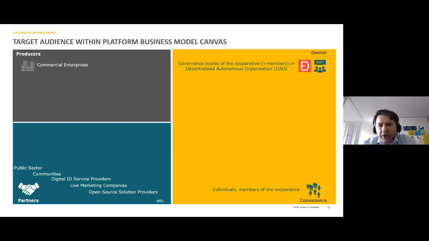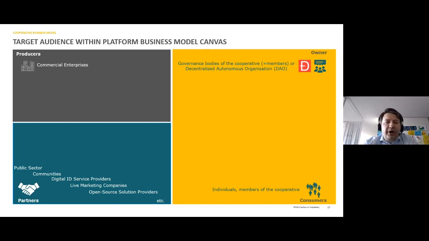And then we can go further with very advanced topics like decentralized autonomous organizations being executed on the blockchains, but I don't want to go deep into that. I use this platform business model canvas in order to explain the strategic approach as well as the flows of information, services, and benefits.